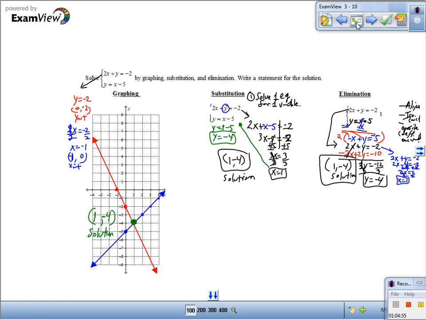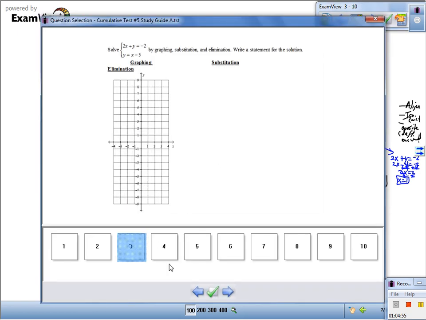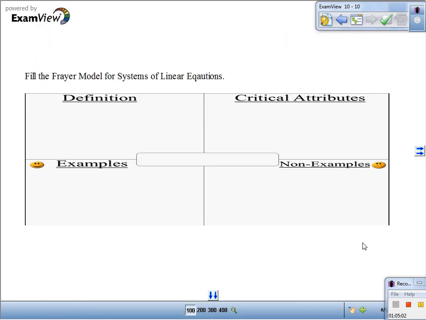Okay, before we continue though, turn to your study guide, the last problem on the study guide. It says, fill out the Frayer model for systems of linear equations. I want definition, I need one example, one non-example, and 2 hashtags. Okay? Copy that and go. I'll give you some time for that. Ready, go. All right, here we go.